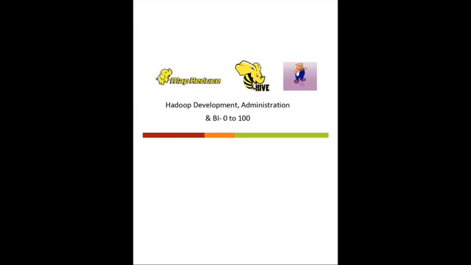So my name is Ravi and I'm your instructor for this particular course. This course is Hadoop Development, Administration and BI 0 to 100. We typically call this course Hadoop 0 to 100, and this is one of our most popular courses. We've taught around 400 odd students on this particular course, and it gives me great pleasure to introduce this course to you. So let's get going.